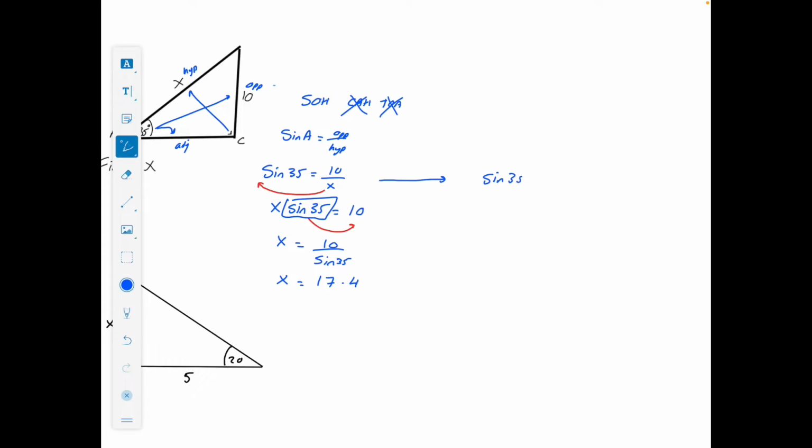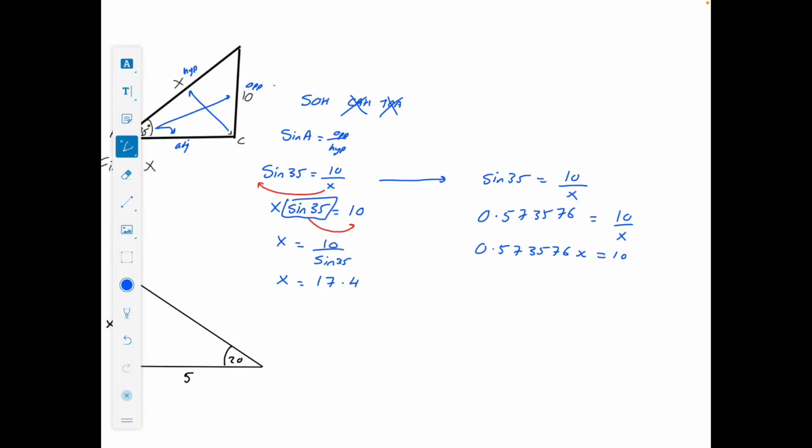So sine 35 is equal to 10 over x. I'm going to put sine 35 into my calculator. And I get out 0.573576, is equal to 10 over x. Now, I need to get rid of this x. To get rid of that x, we're going to multiply both sides by x. So I'm going to end up with 0.573576x is equal to 10.